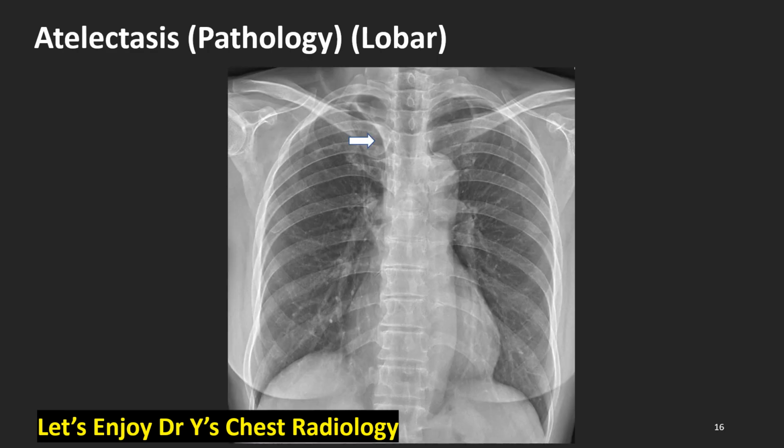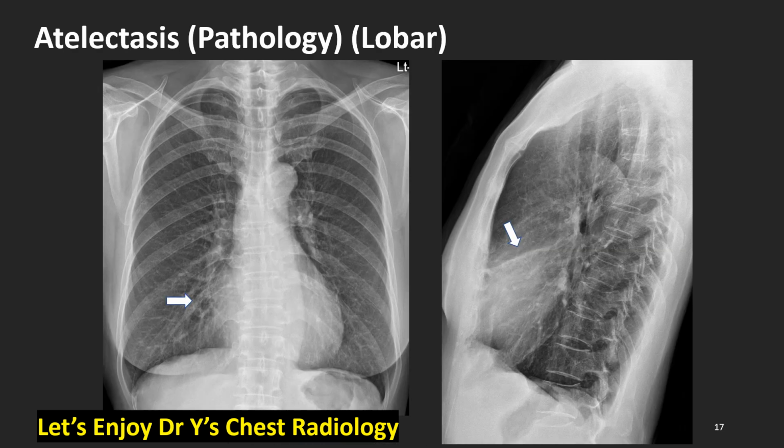Atelectasis pathology. Lobar. Arrow indicates right upper lobe collapse due to chronic endobronchial tuberculosis. Arrows indicate the right middle lobe collapse due to chronic endobronchial inflammation.